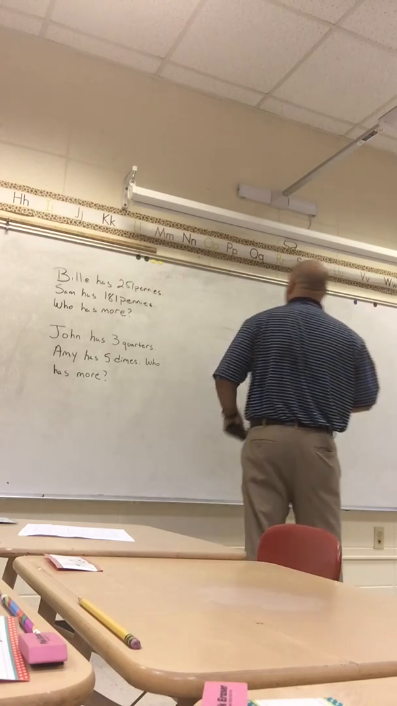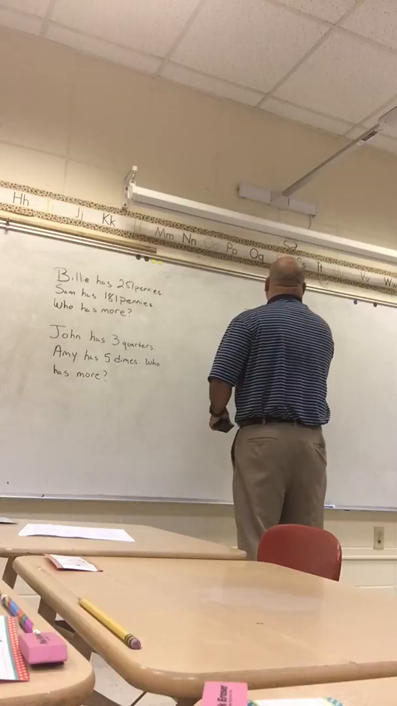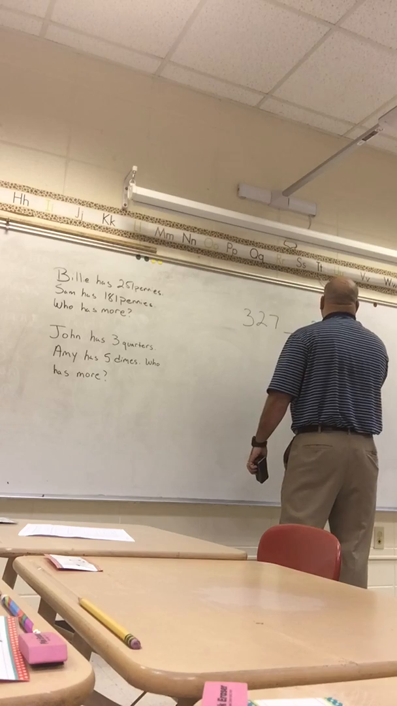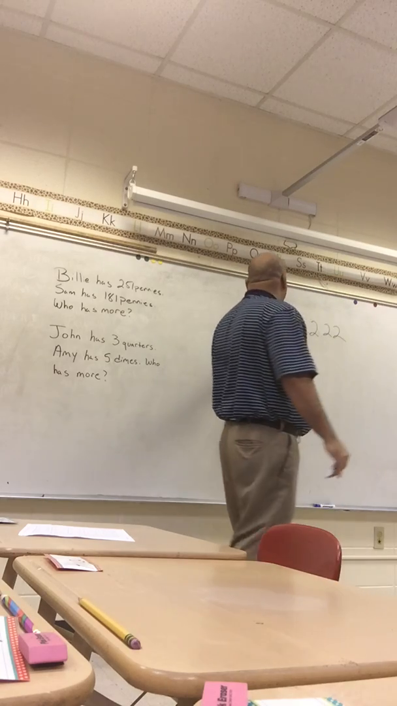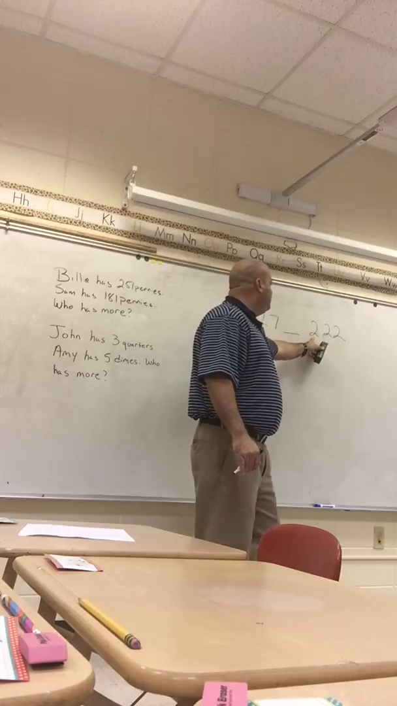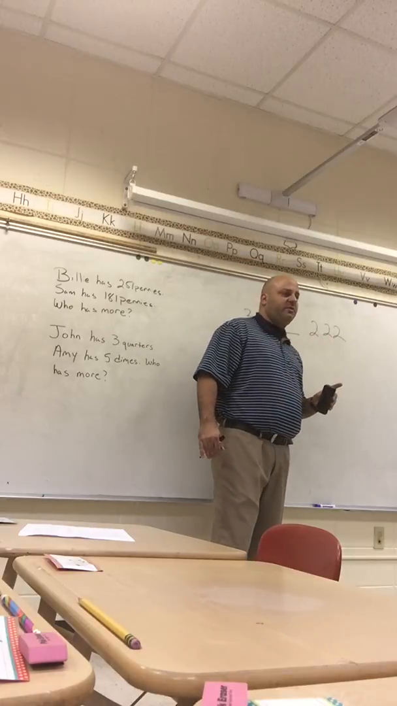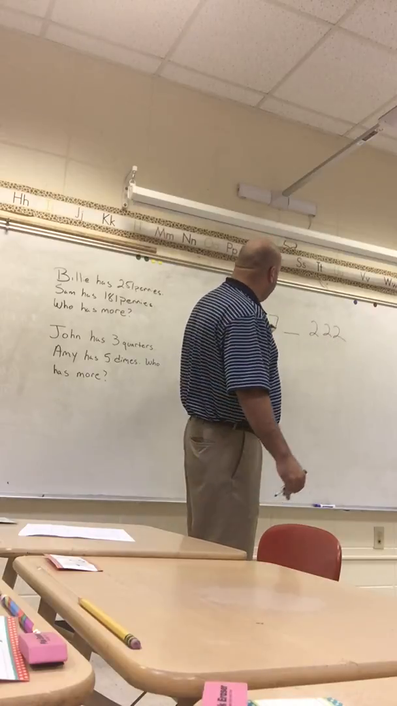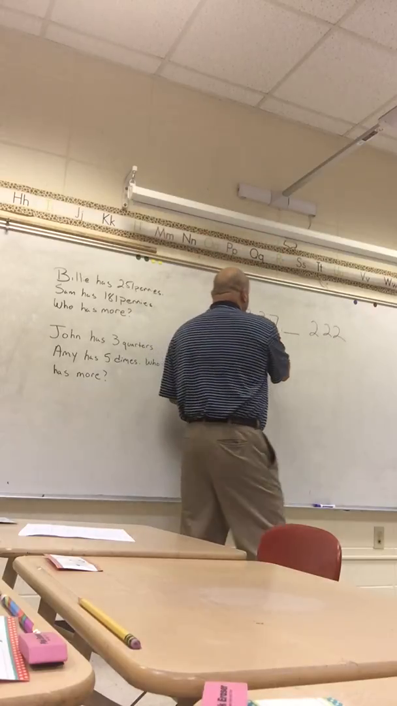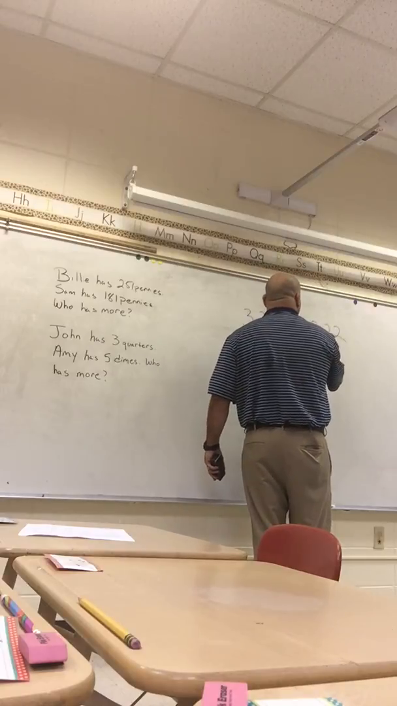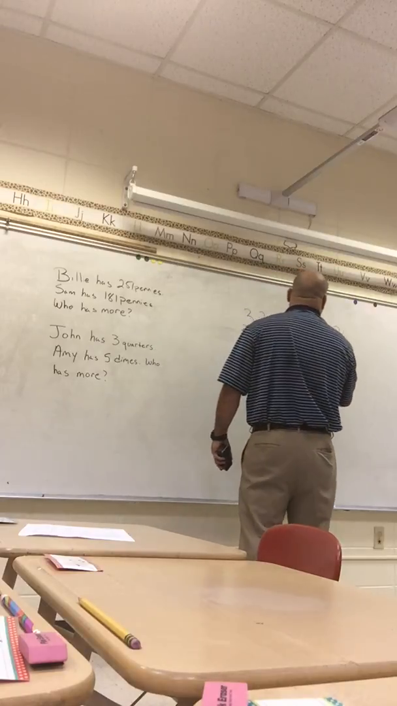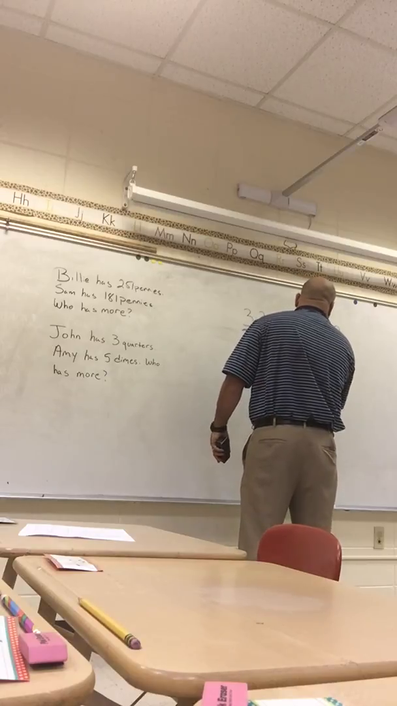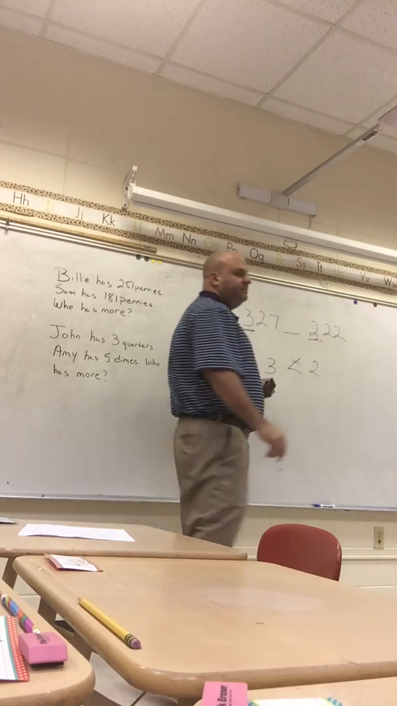So let's do one here. 327 is greater than, less than, or equal to 222. So 327, 222. Which number are we going to look for first? What are we looking for first? Let's say it. The hundreds. Hundreds, okay. So what's in the hundreds here? 3. What do we have in the hundreds over here? 2. So is 3 greater than, less than, or equal to 2? Greater. Greater than.